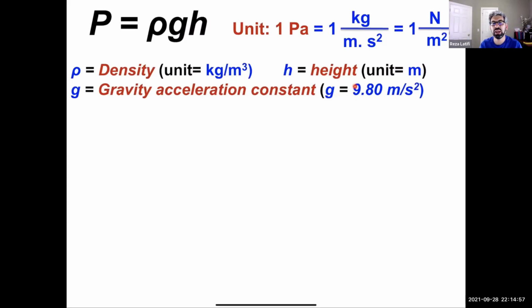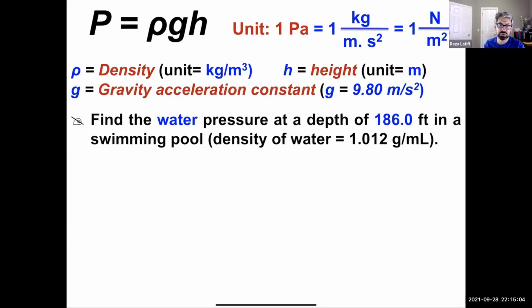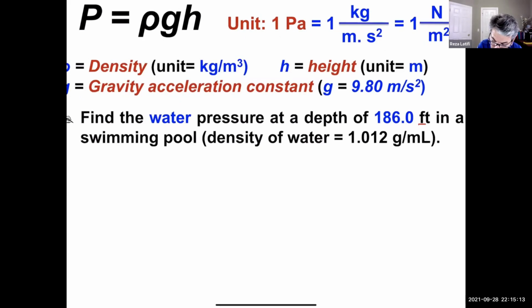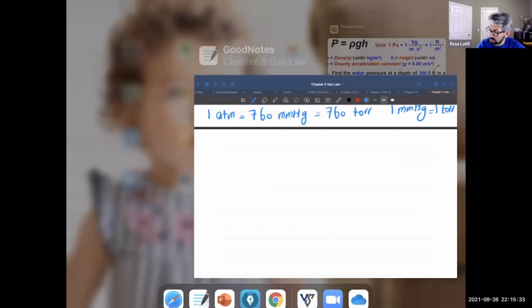If they ask you a question about the density of a liquid, check the units for density and the depth or height. For example, in this case, they give us a depth of 186 feet. It's not meters, so underline the feet and say this one needs to be meters. Next, they gave us the density of water in grams over milliliter. We need it to be kilograms over cubic meter. So fix that depth and density. Okay, let's go after it.